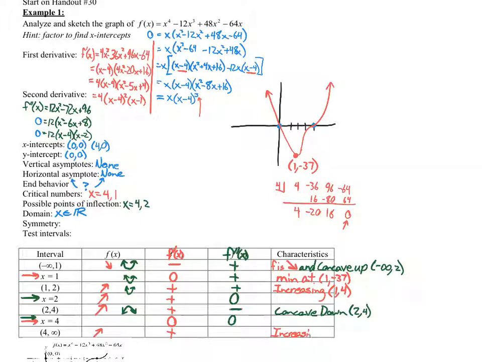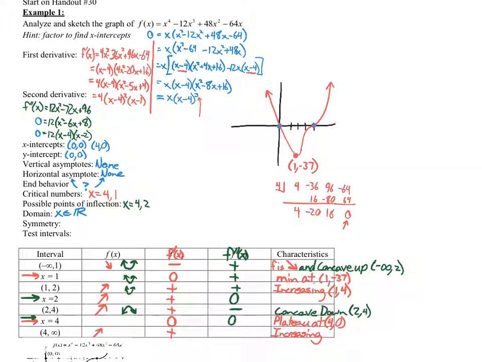So let me ask you, what does that mean about where x is 4? Do I have a max or min point? Yeah, I have a plateau point. There's no change in direction. Okay? So there's a plateau at 4, 0. Okay? Now, is that a point of inflection? Well, let's check our second derivative.